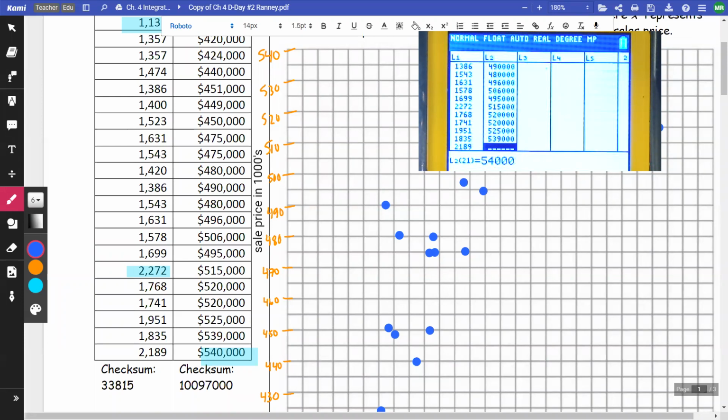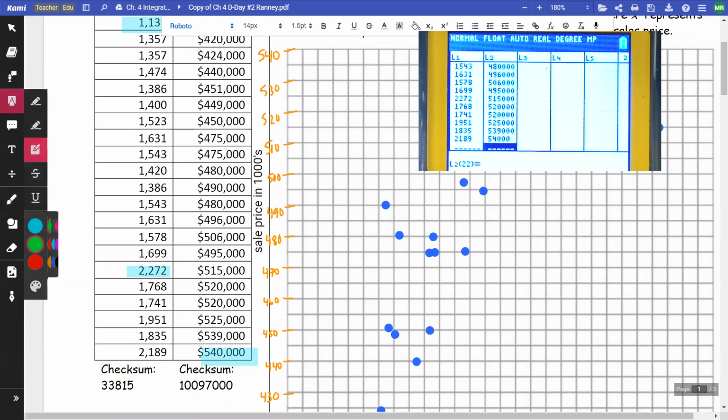So I have my data in the calculator. Okay, now I want to make sure and I check my sum. So you'll notice over here, I have a checksum for my X's, and then I have a checksum for my Y's. To check your sum, what it's doing is it adds up all of these, but instead of you doing it, your calculator will do it.